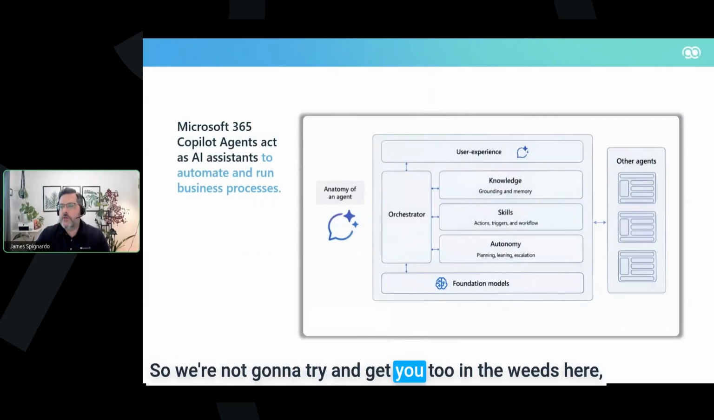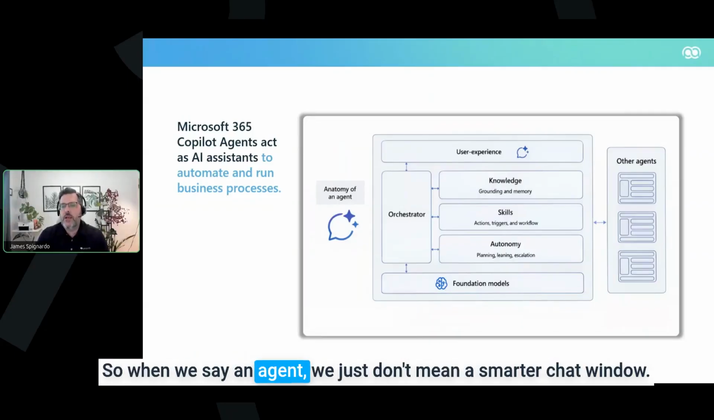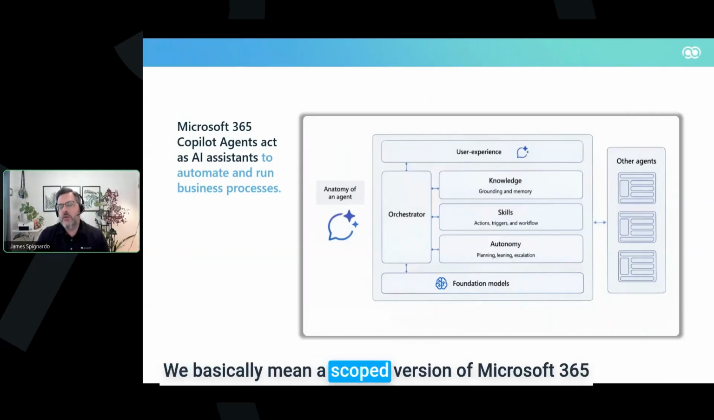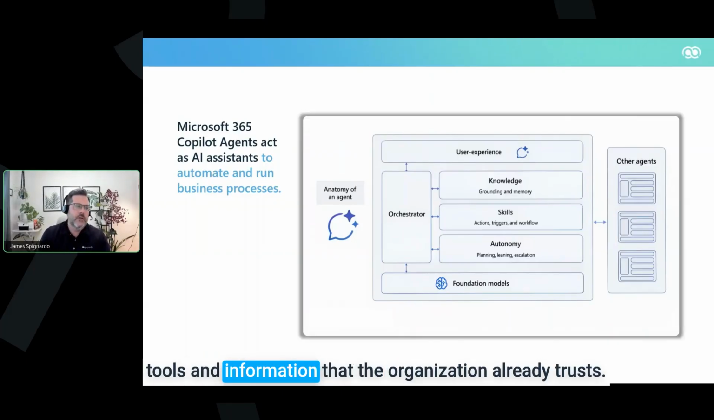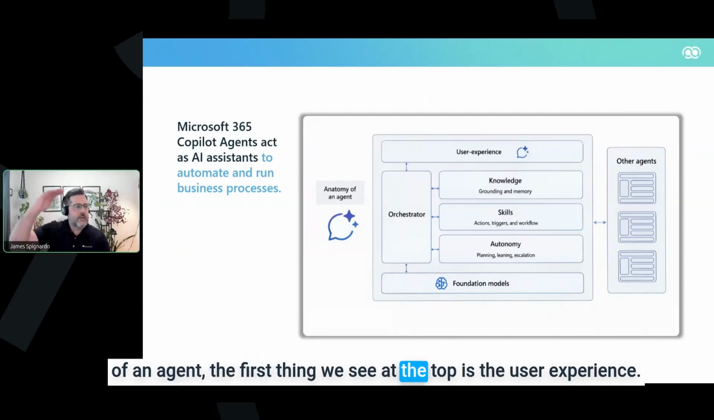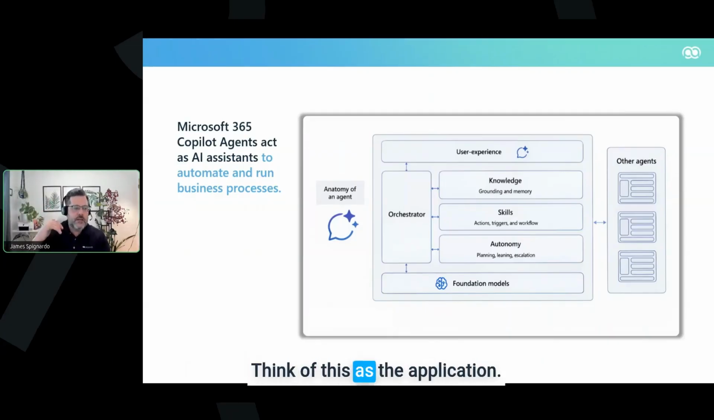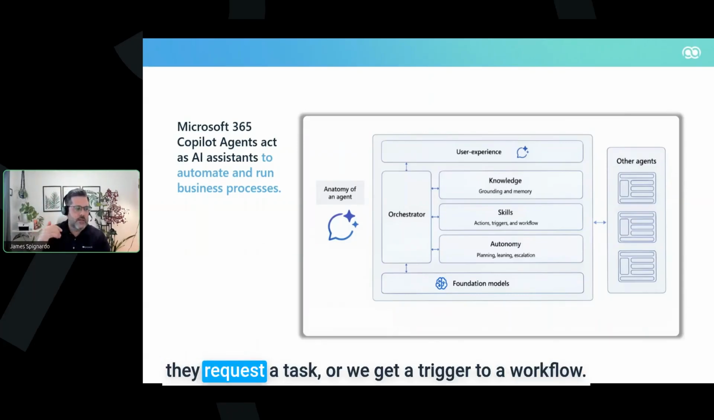So we're not going to try and get you too in the weeds here, but it is important to understand how these things work. So when we say an agent, we just don't mean a smarter chat window. We basically mean a scoped version of Microsoft 365 Copilot that can run parts of a business process through tools and information that the organization already trusts. So if we were to walk through this diagram, a little bit of an anatomy of an agent, the first thing we see at the top is the user experience. Think of this as the application, the front door. This is where someone asks a question, they request a task, or we get a trigger to a workflow.